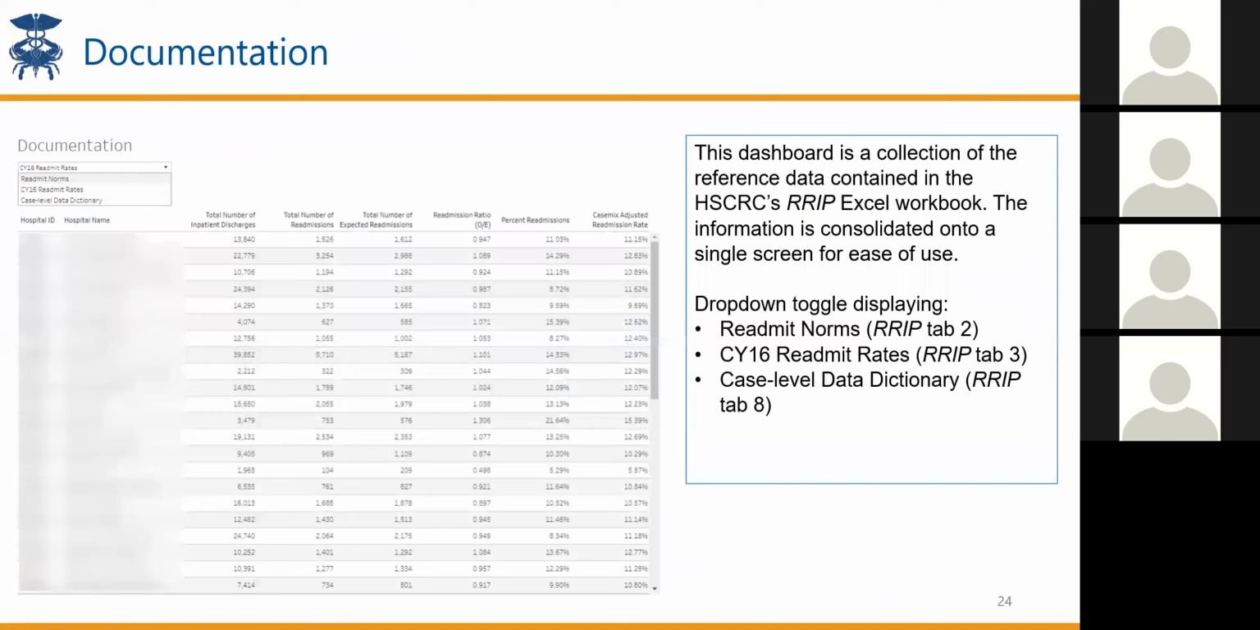Documentation is all in one place. As you can see, we have a drop down here to select what you're looking for. So things like the readmit norms, historical readmission rates, data dictionaries for all of the reports. If you want to better understand how we're defining these fields, how the logic is being calculated, HSCRC has provided those files, and we're hosting them here in this documentation tab.